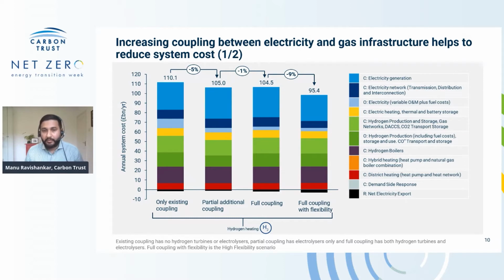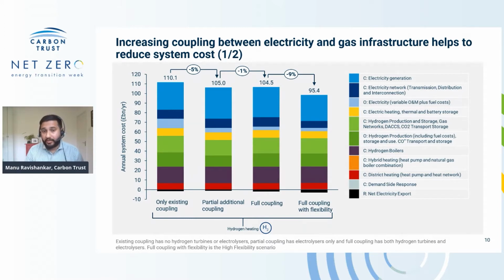The next column, which is partial additional coupling, is where we've added electrolyzers to simulate a one-way coupling wherein the power system delivers the required electricity to the electrolyzers that make hydrogen, which then gets re-injected into the gas network to meet heating and other demands. This one-way coupling, as you can see from the chart, helps to reduce the cost by around 5%, or 5 billion pounds of total system cost per year in 2050.